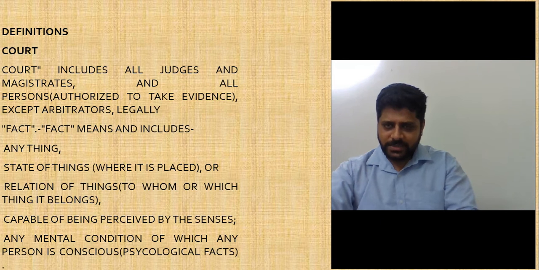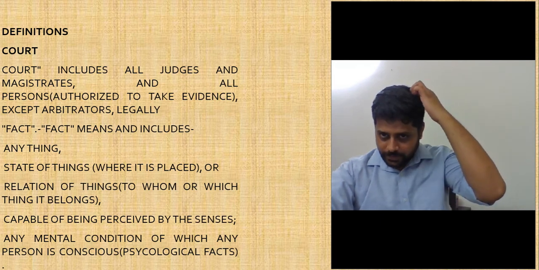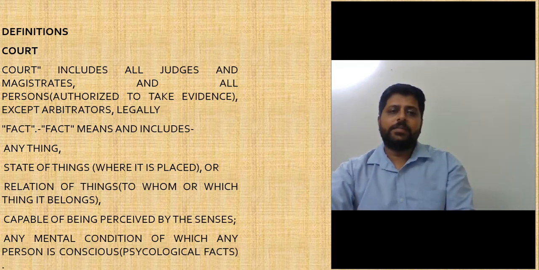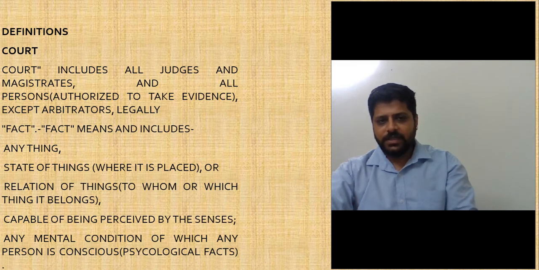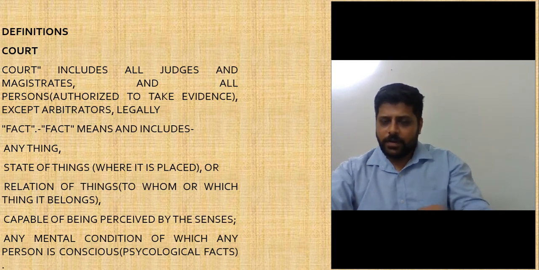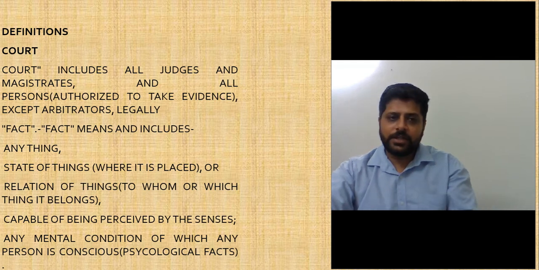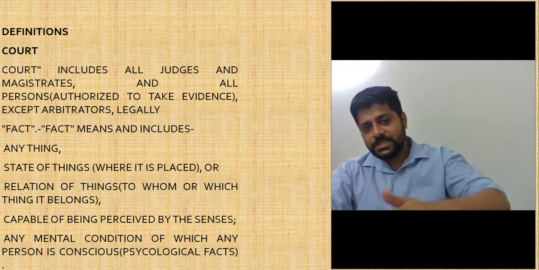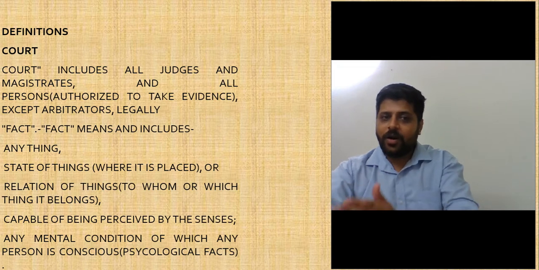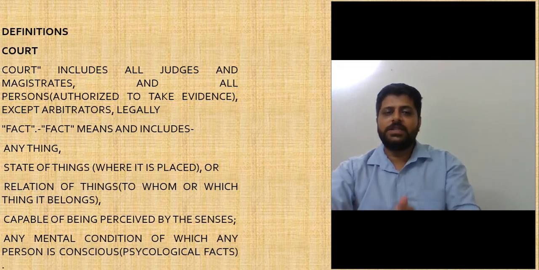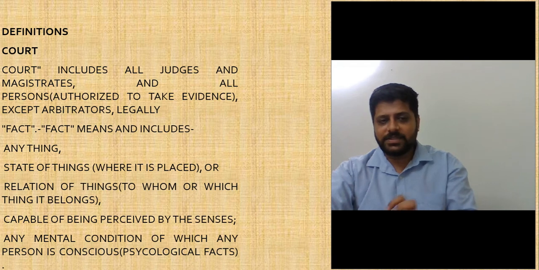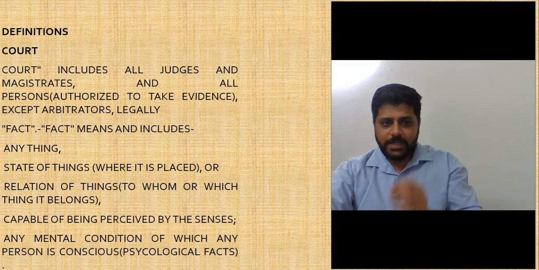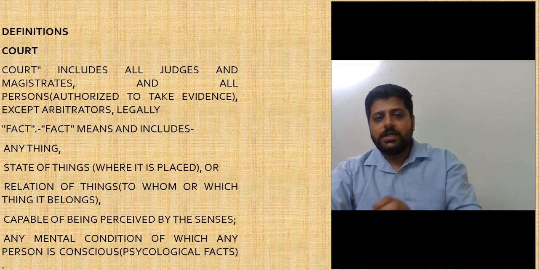Now, the second definition is fact. Fact means and includes anything, state of things, or relation of things, capable of being perceived by the senses. Facts mean and include anything, where it is placed, or the relation of a thing, to whom or to which thing it belongs, and third, capable of being perceived by the senses, or any mental condition of which any person is conscious.